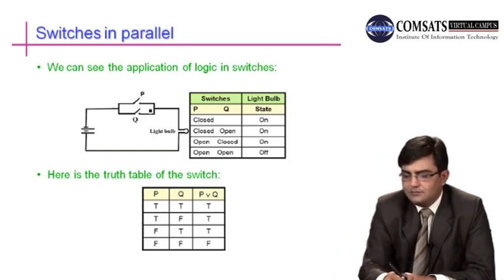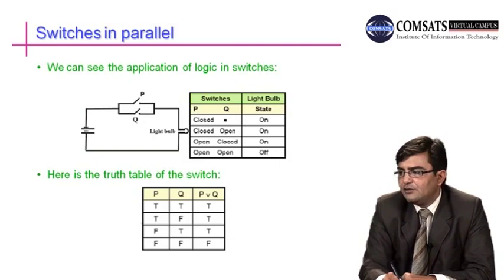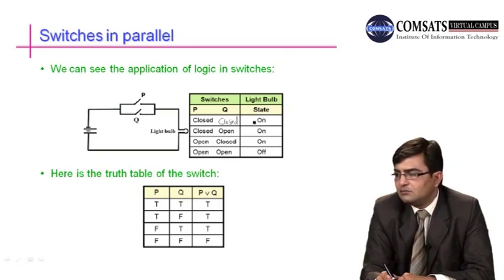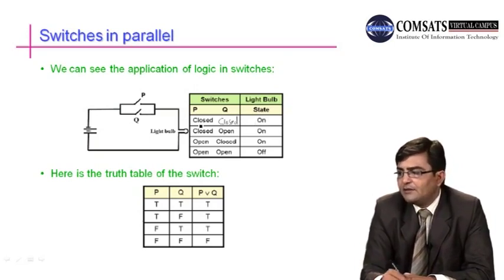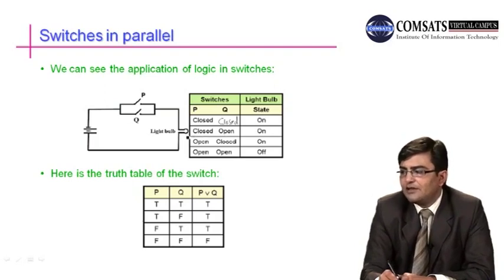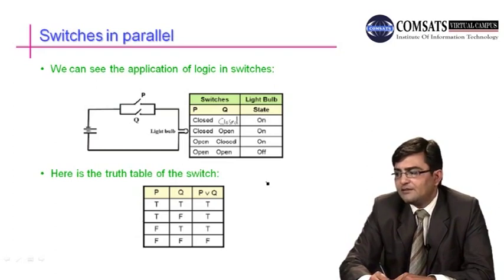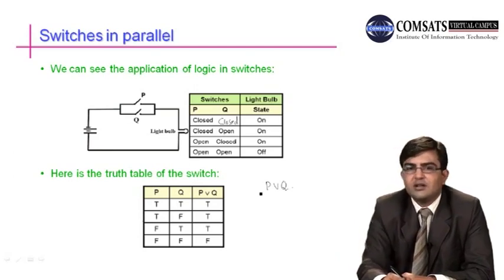In this situation, if P is closed and Q is closed, the bulb is on. If P is closed but Q is open, the bulb remains on. If P is open and Q is closed, the bulb also remains on. If both switches are open, the bulb is off. So this is an example of the disjunction operator, or logic gate, P or Q. So we can apply an OR logic gate here.